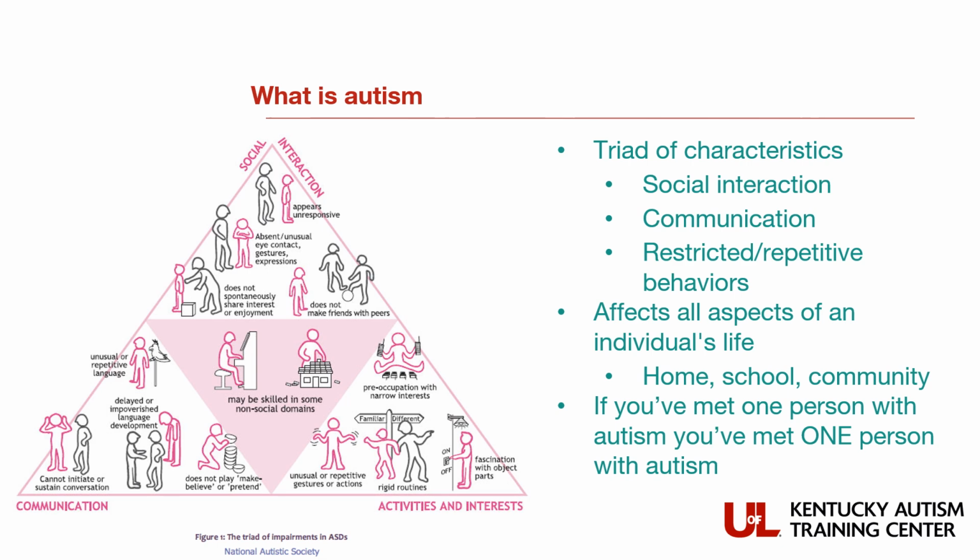The first area is social interaction, which is at the top of the pyramid. It says the person may appear unresponsive, may be absent or have unusual eye contact, gestures, or expressions, does not spontaneously share interest or joy, and doesn't seem to make friends with peers as easily. Also note there might be some differences in their pragmatic language, in understanding those social rules.